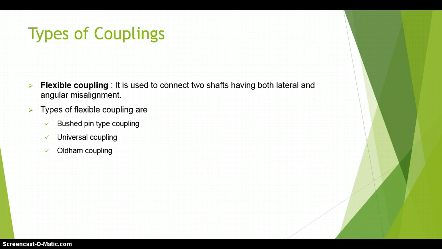Again, it is subcategorized into three different categories of flexible couplings: bush pin type coupling, universal coupling, and oldham coupling. Let us see the figures again.